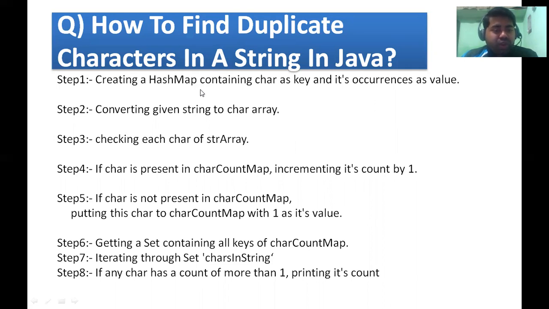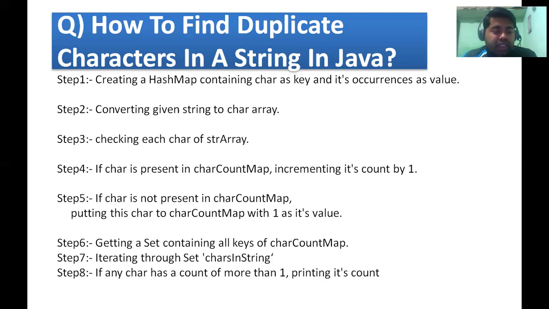So the first step is to create a hash map. For the key, you pass the character type, and its occurrence as the value. Then convert the string type into a char array, and check each char of the str array. If the character is present in the char count map, increment its count by 1. If the char is not present in the char count map, put it into the char count map with the value 1. Another step is getting a set containing all the keys of the char count map.